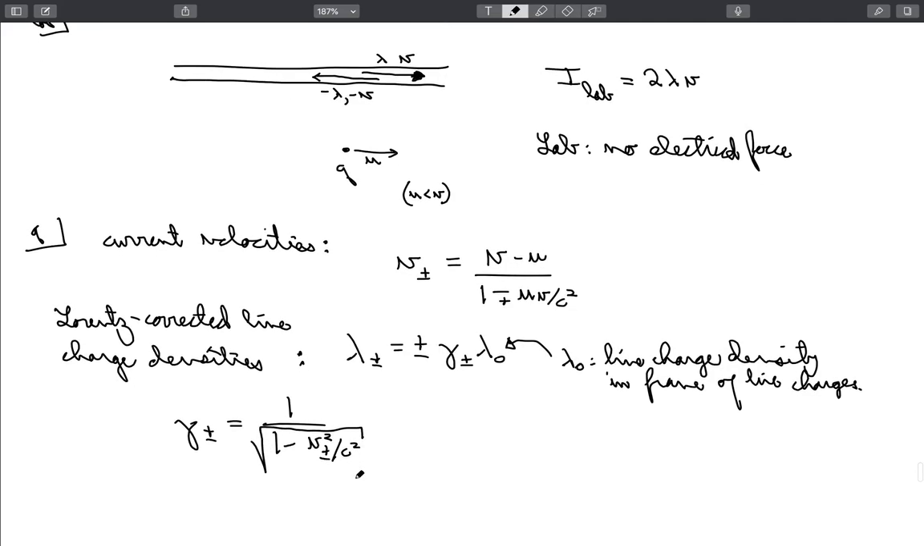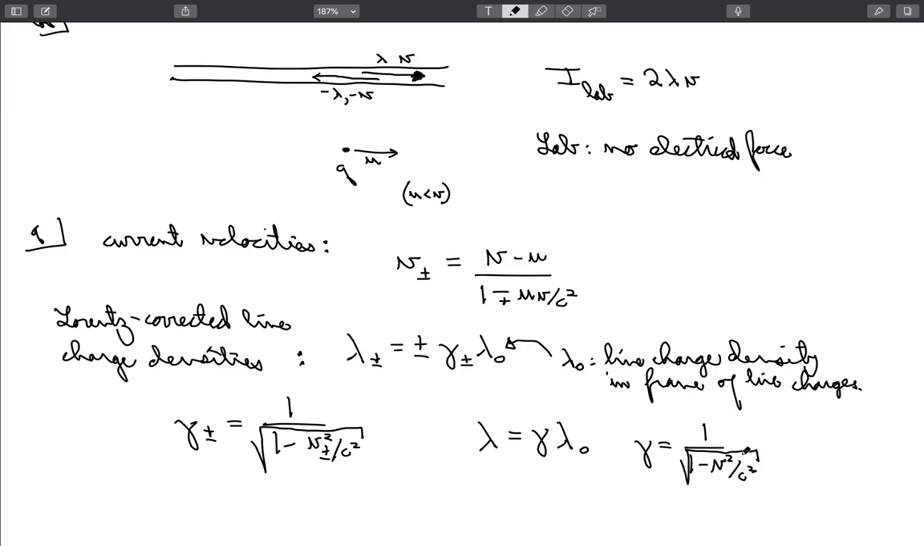So what we would further write is that there's a relation between lambda and lambda 0. So the lambda is equal to gamma times the lambda 0, where this gamma here is just the velocity of these charges here, okay, in the lab frame. So gamma is just 1 minus v squared over c squared, square root.